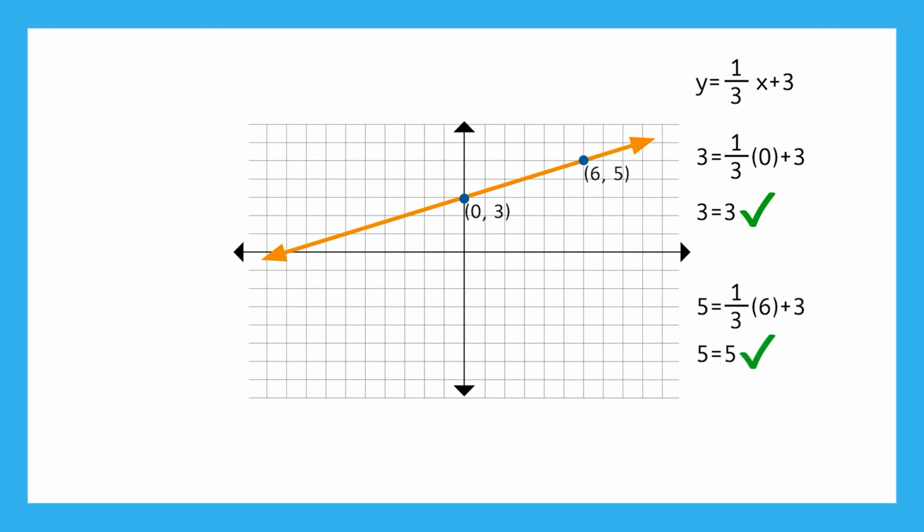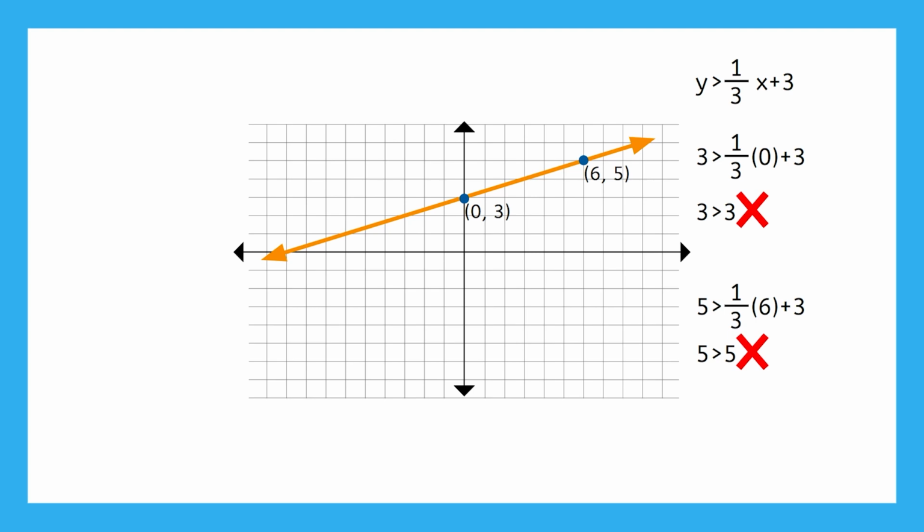But what if this equal sign is an inequality instead, like a greater than sign? Would these points still be solutions? No, substituting in those same x and y values no longer gives us true statements. 3 is not greater than 3, and 5 is not greater than 5.